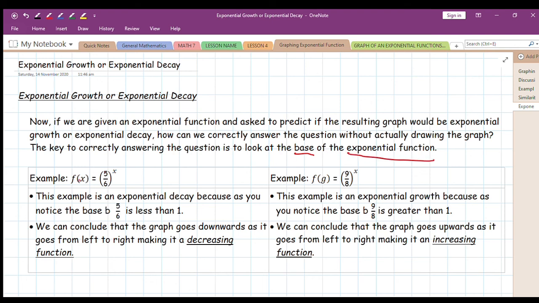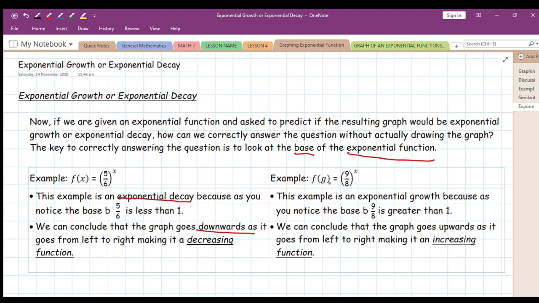Now, example, f of x is equal to 5 over 6 raised to x. So, this example is an exponential decay. Bakit kaya? Because, as you notice, the base b is 5 over 6, and that is less than 1. We can conclude that the graph goes downward as it goes from left to right, making it a decreasing function.